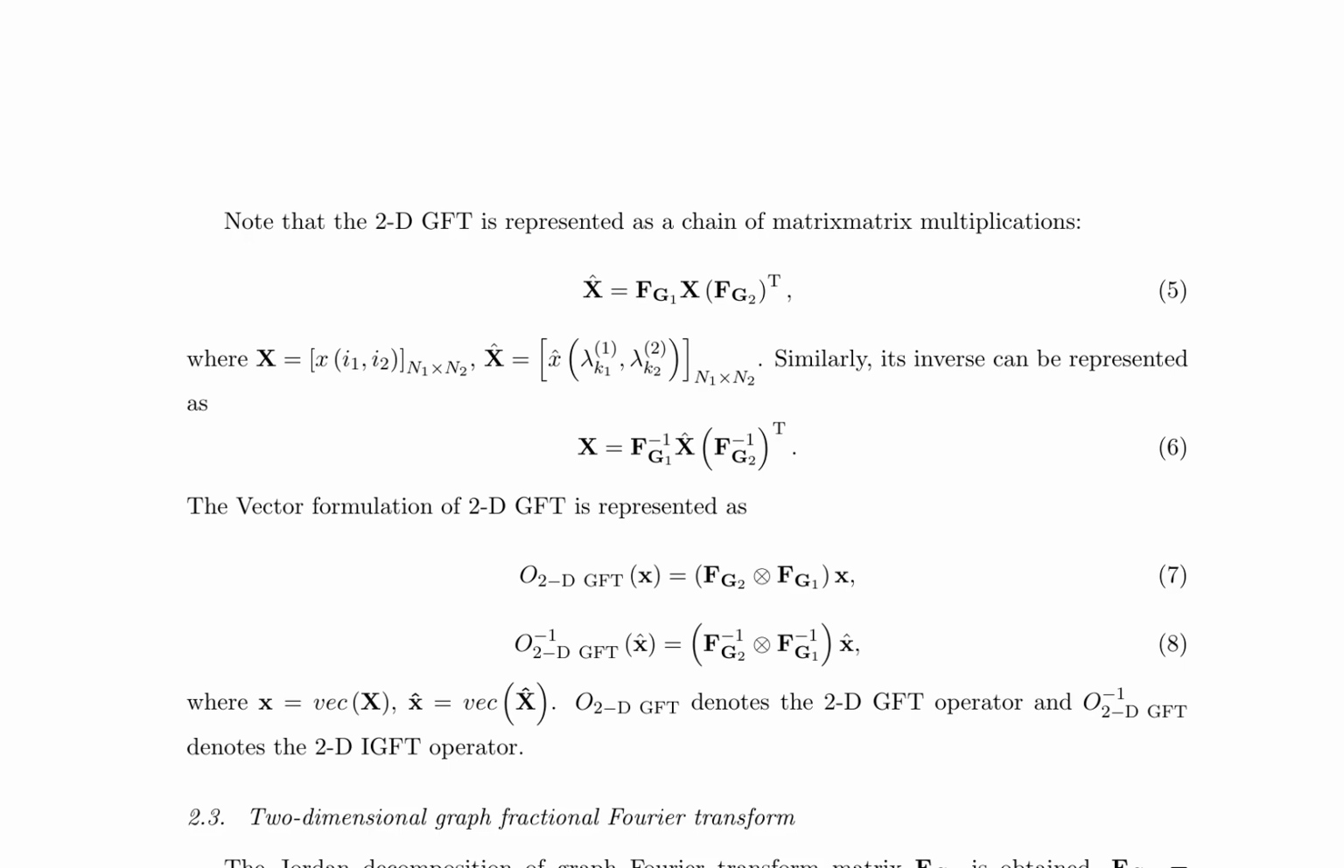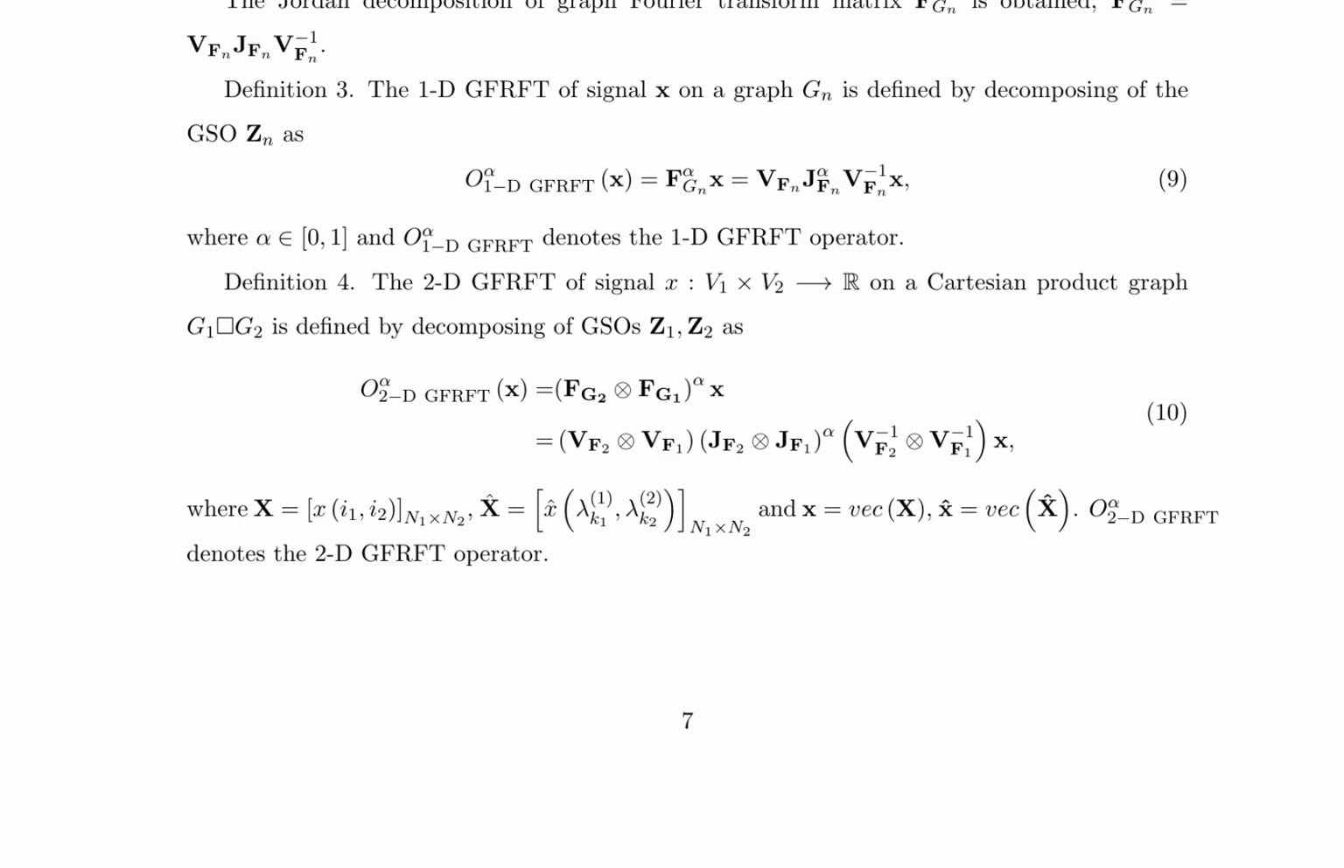The unidimensional graph fractional Fourier transform, 1D GFRFT, of signal x on a graph Gn is defined as decomposing the graph shift operator, GSO, Z as O alpha 1D GFRFT, x, equals F alpha GNX equals V F N J alpha F N V^-1 F N x, where alpha is a parameter in the range 0, 1.